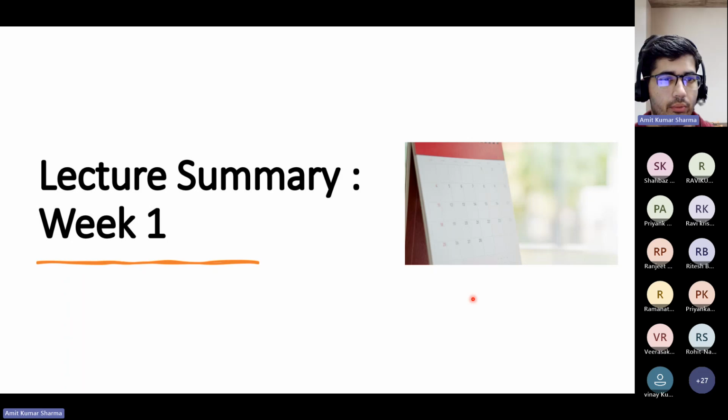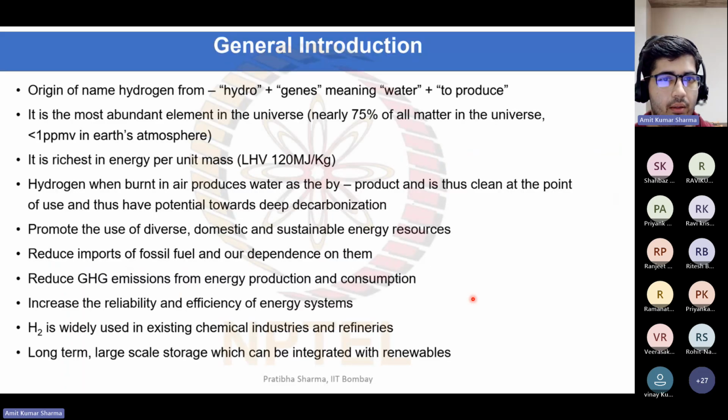So quickly, let's go through the week one summary. If you have all gone through the videos, then maybe you are already aware of these things. Just quickly go through this, and after that we will solve some assignment questions. The origin of the name hydrogen is from hydro plus genes, meaning water and to produce. It's the most abundant element in the universe, about 75% of all matter. The energy, LHV, is 120 megajoule per kg, which is the highest among all the elements. And hydrogen, when burnt in air, produces water, so it is considered a clean fuel.